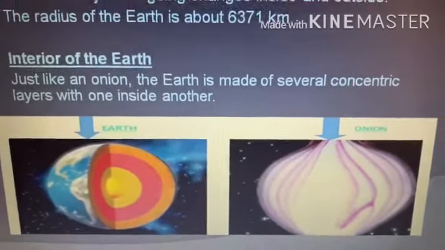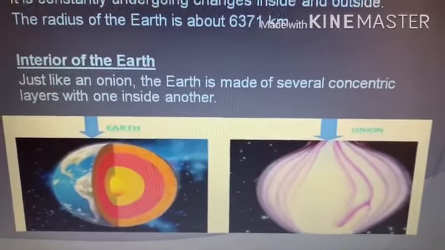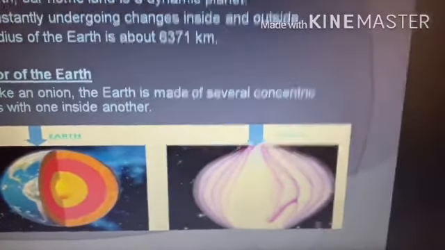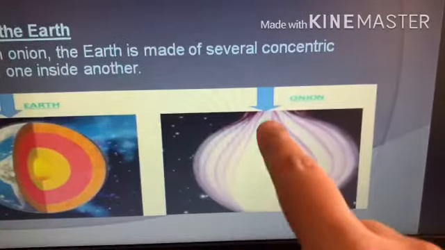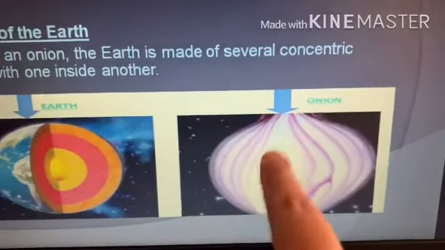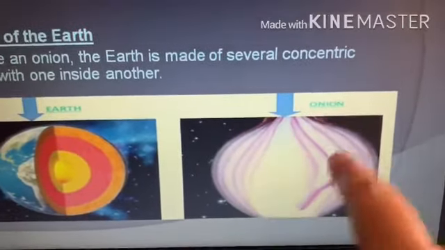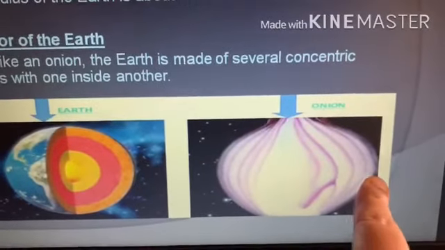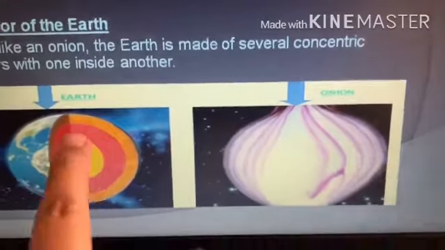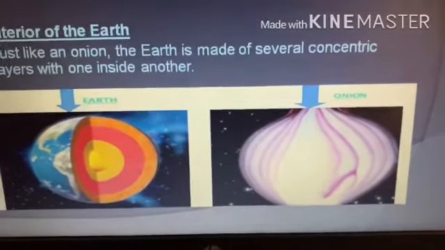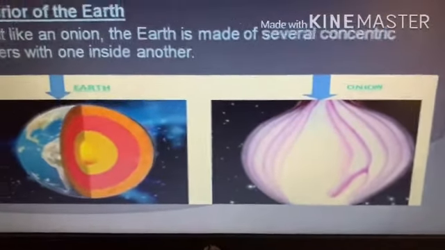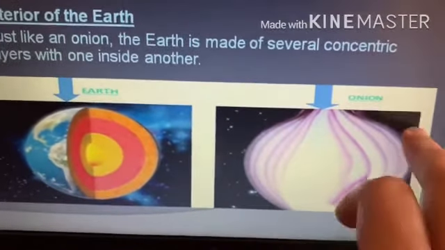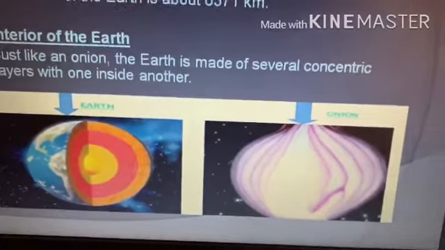So the structure inside our earth is compared with the onion, because let's see, in half of the onion, different layers are there. You all notice that different layers are there. Inside our earth also different layers are there. That's why we compare the earth with an onion. Okay. So let's start.